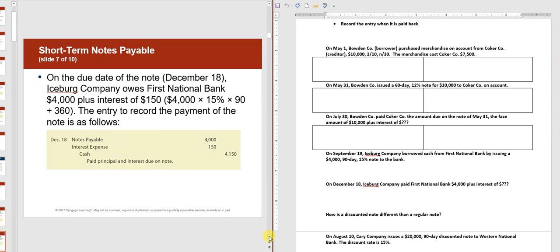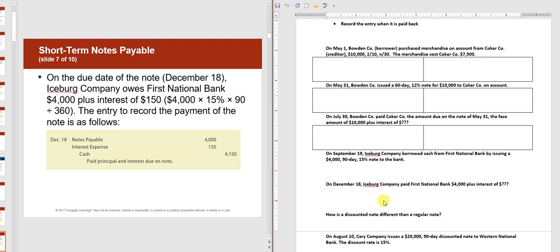Then when I pay it back, get the notes payable off your books, record the interest expense, which is principal $4,000 times rate 15% times time 90 over 360. And so I debit interest expense for $150 and credit cash. And again, double check that I don't split years and I don't pay it off on December 18th, so I don't have to accrue any interest or get an adjusting entry.